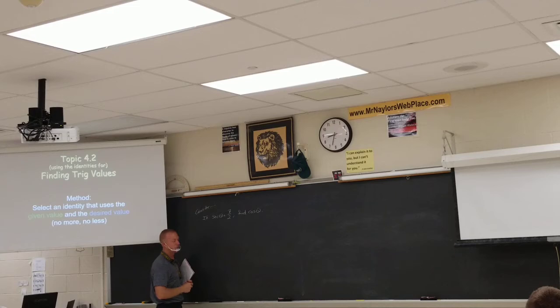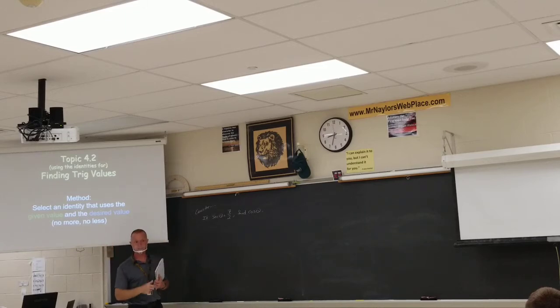Okay, now to do this, we have to first realize that this is the given value. So we've been given secant. It's pretty evident. We've been given secant. We're trying to find cosine. Okay, that's the desired value.